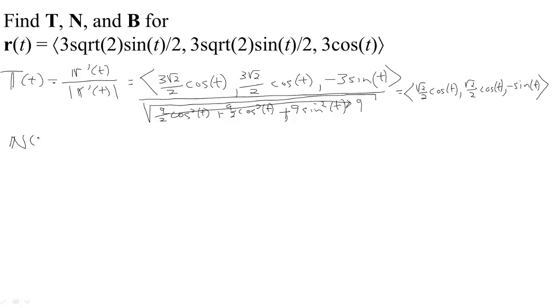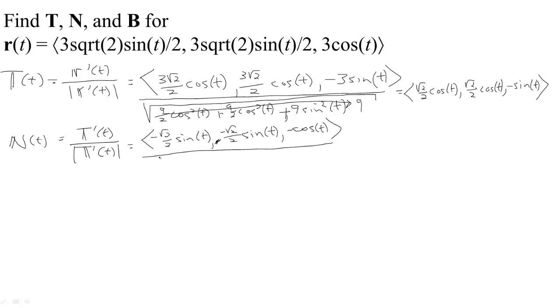Now to get our unit normal, we can take T prime of t and divide by the length of T prime of t. And let's see, T prime of t would be minus root 2 over 2 sine t, minus root 2 over 2 sine t, and the derivative of minus sine is minus cosine, so minus cosine t.